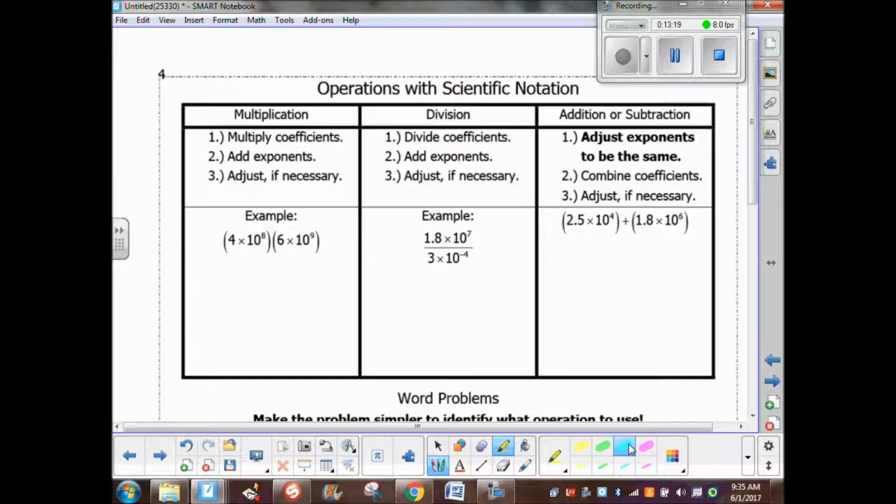Operations with scientific notation. So let's multiply. We all know how to multiply, we all know how to add, and we all know how to make it into scientific notation.